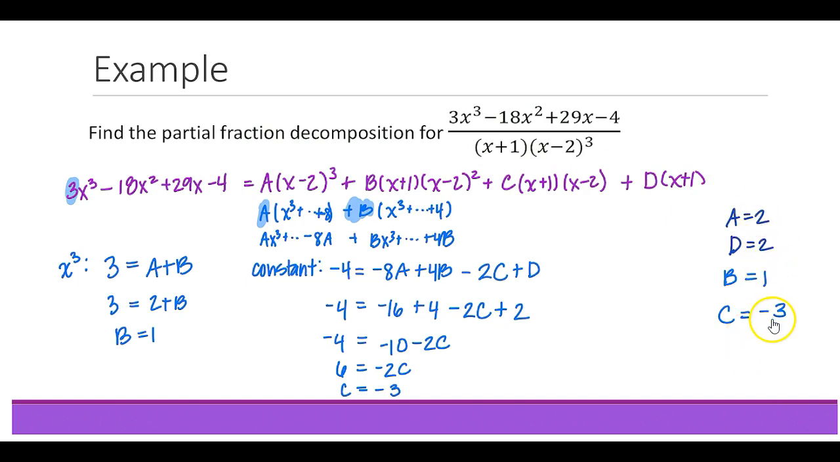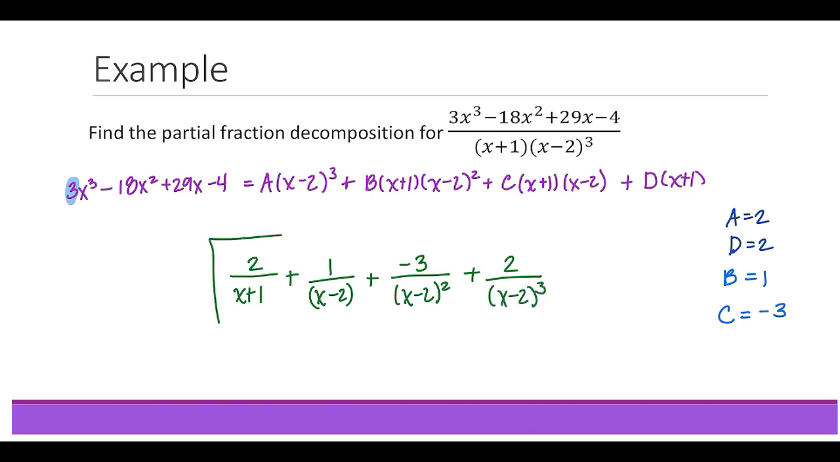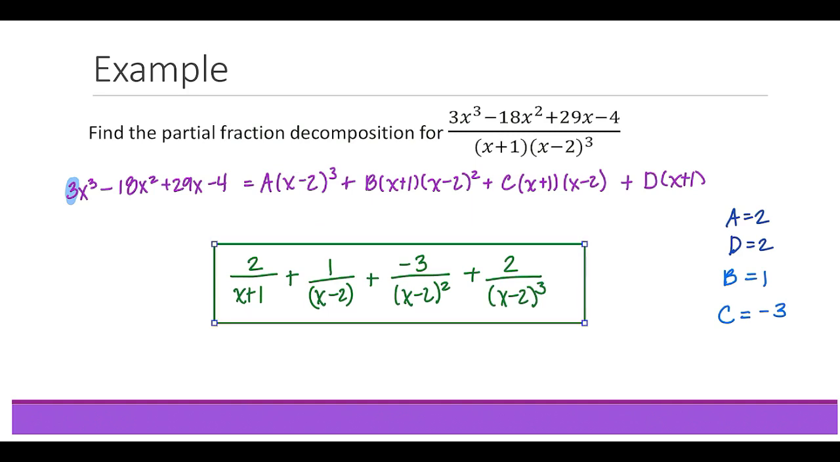So now we just go ahead and substitute these back into the original breakdown for those parts at the very beginning. So my final answer for the decomposition will be the value of a, 2, that went over x plus 1. Then the value of b was 1, that went over x minus 2. And then plus the value of c is negative 3 over quantity x minus 2 squared. And then plus positive 2 over quantity x minus 2 cubed. This is my partial fraction decomposition.